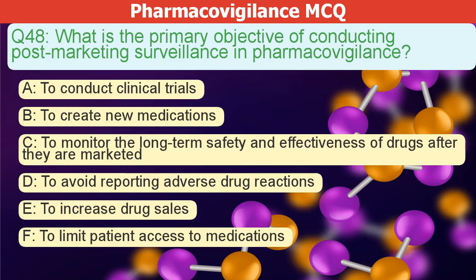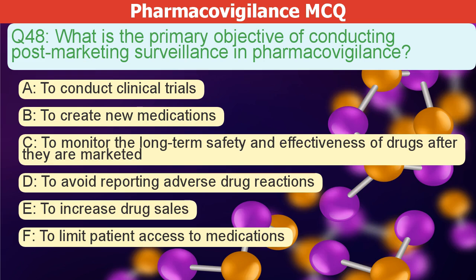What is the primary objective of post-marketing surveillance in pharmacovigilance? A. To conduct clinical trials. B. To create new medications. C. To monitor the long-term safety and effectiveness of drugs after they're marketed. D. To avoid reporting adverse drug reactions.